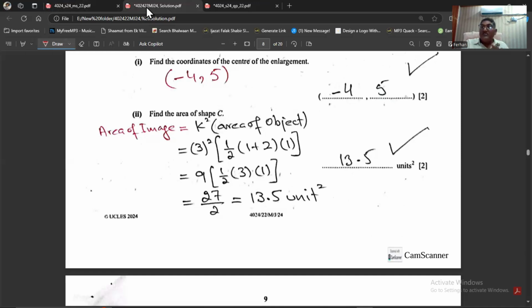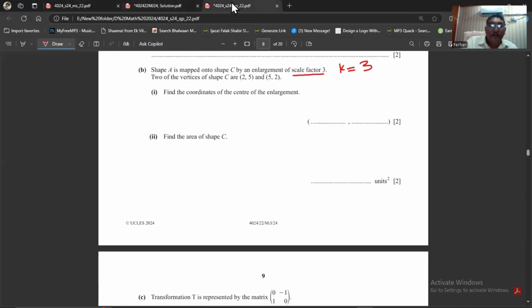Area of the image is equal to K square multiply area of the object. The object was given there. That was the figure A. We found the area of the figure A. That was a trapezium, and K here is the scale factor. This formula is applicable in the case of enlargement. Don't forget this. Hopefully you understand.